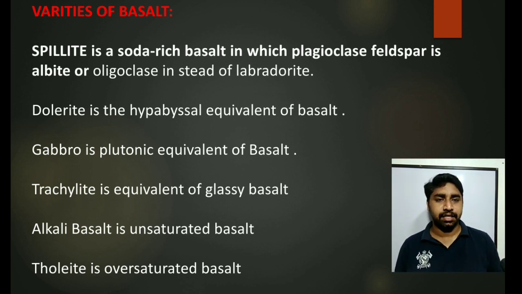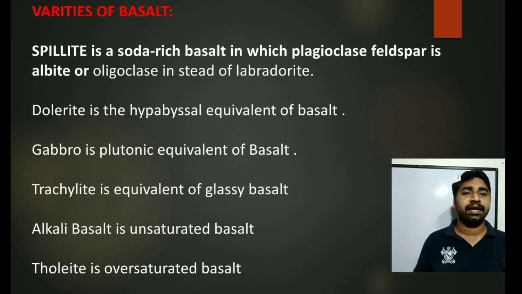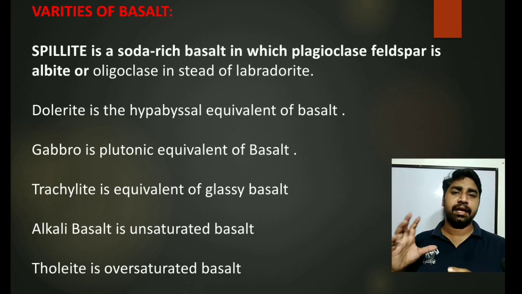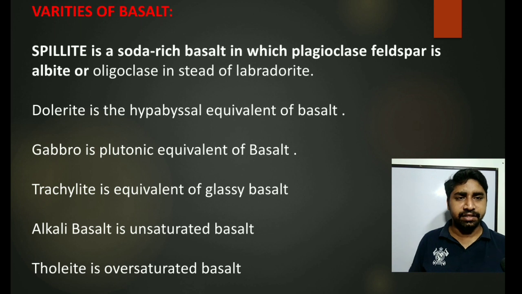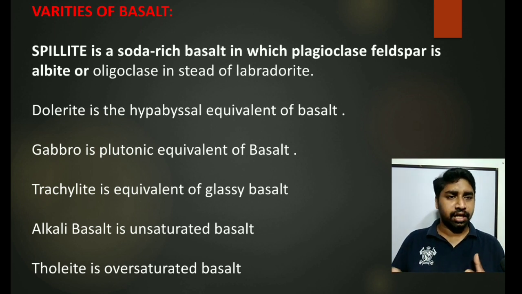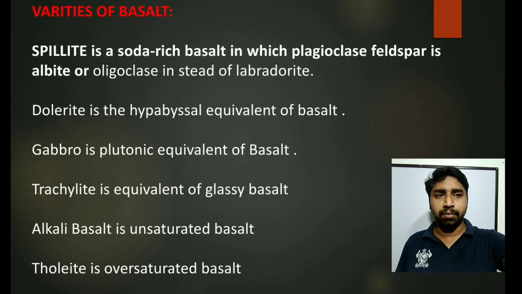Tholeiite is the oversaturated basalt. So all these are different varieties of basalt, or similarly dolerite. We have discussed dolerite varieties. They are similar to basalt, so both are almost the same.